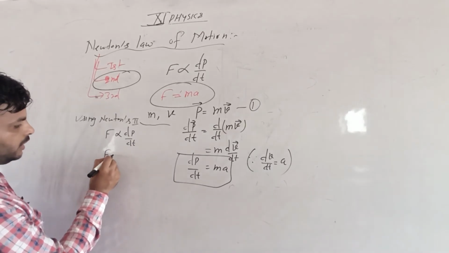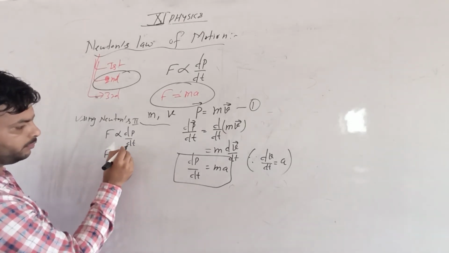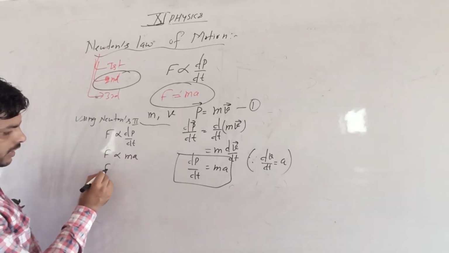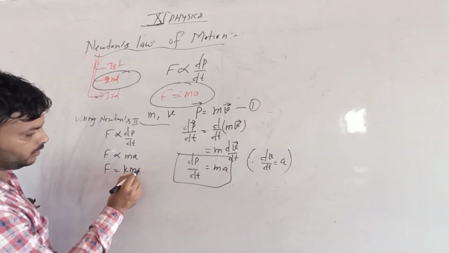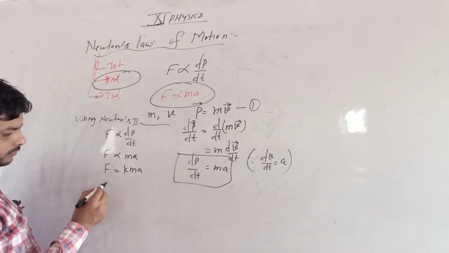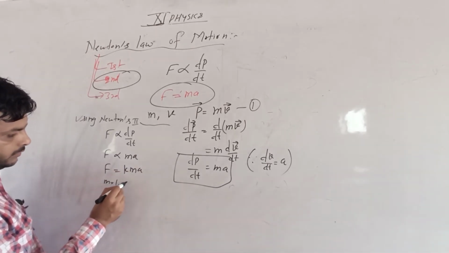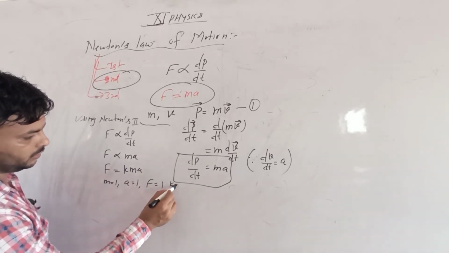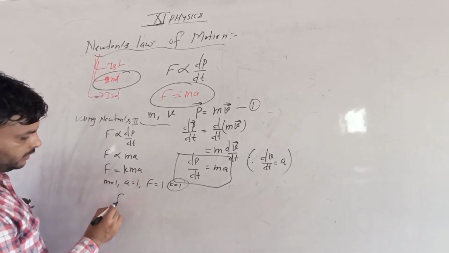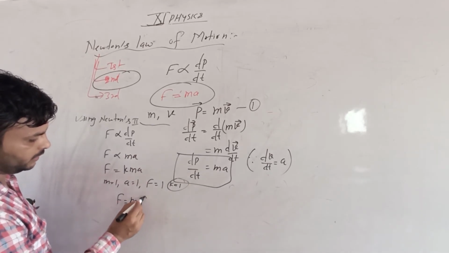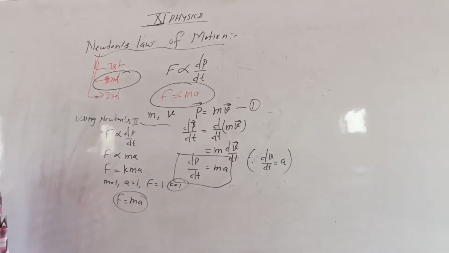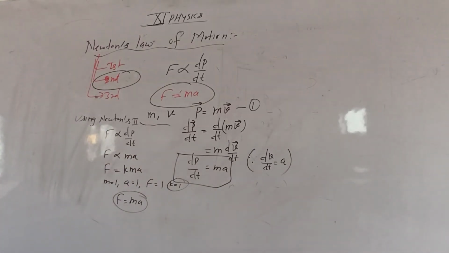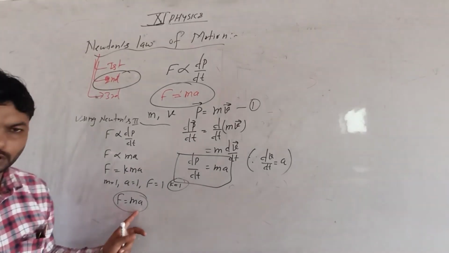Then we can write here F is directly proportional to dp upon dt, which becomes ma. And you can also write F equal to k ma. If m equal to 1, a equal to 1, F equal to 1, then the value of k is also equal to 1. Then we can write F equal to ma. Then from that definition you can also derive the formula of the force.